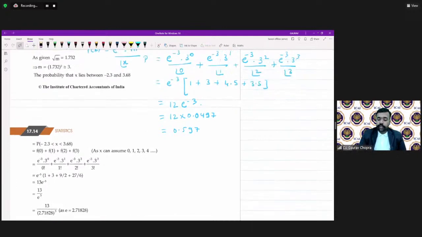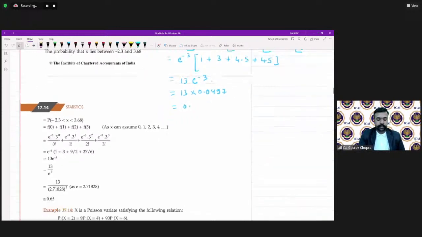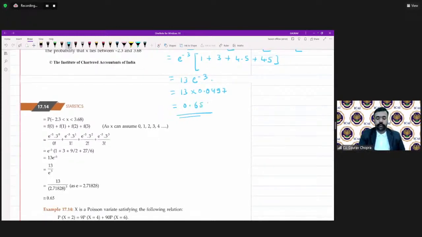Or let me correct the values, I think I've taken 3.5 here. We can change it here, 13. So by applying 13, what we are getting is 0.65. All right. So this is the correct answer, 0.65. And in front of it, there is a sign of similar. That means 0.64 something, which is rounded off to 0.65. All right. So in this way, we can solve such kind of questions.